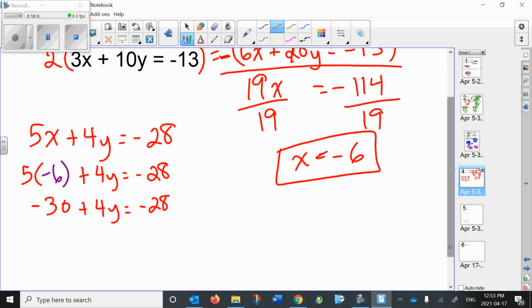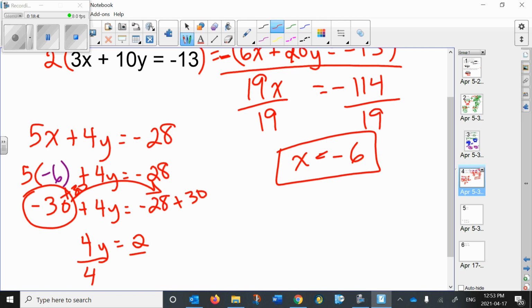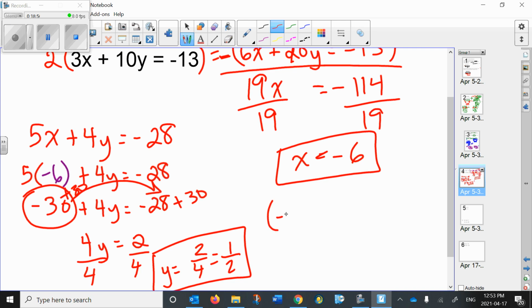And then I have to get y by itself. So again, we got to move this negative 30 over here, or add 30, same thing. And we get 4y is equal to positive 2. And then we have to divide by 4. And we get y is equal to 2 over 4, which can be reduced because 2 goes into both of those evenly and we get 1/2. So our y value is 1/2. So we have x is negative 6 and our y value is 1/2.